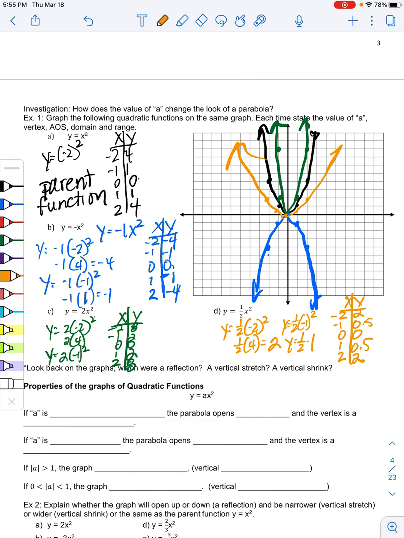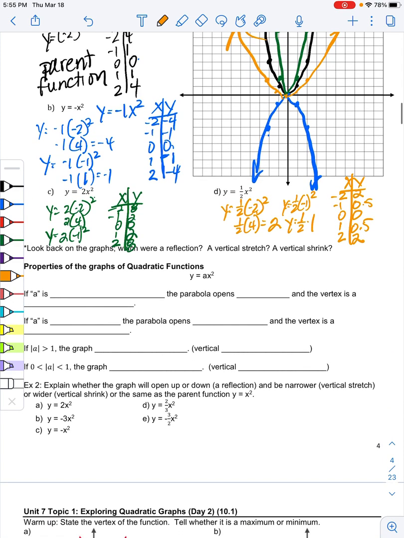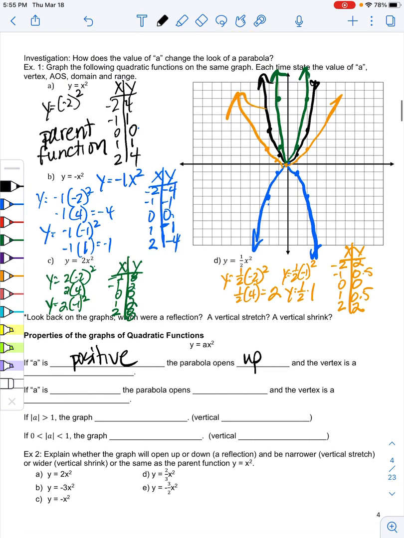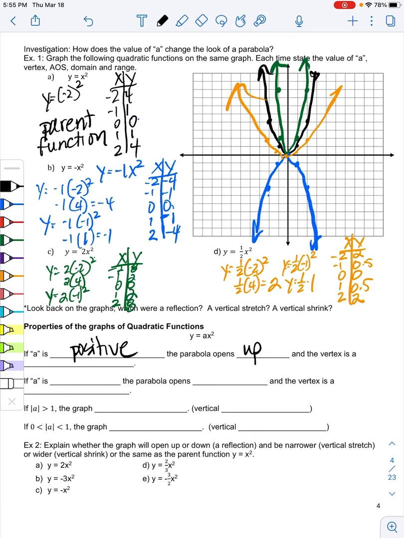So everything that we did, every time we had an A, it had a different effect on the parent function. And so what we've learned from this is if the A is positive, the parabola opens up, right? Because all of the ones that open up, our A's were all positive. And remember if it opens up, that means the vertex is at the bottom. So our vertex is a minimum. If the A is negative, the parabola opens down. And if it opens down, that means my vertex is at the top of it, so my vertex is a maximum.